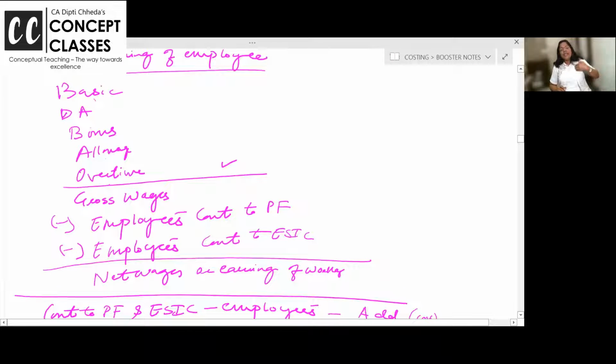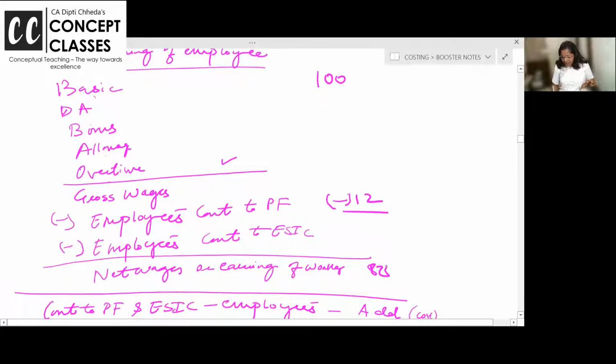Now, as I contributed to PF, the employee will also contribute, no? So suppose I paid 100 basic wages and the employee also contributed 12 rupees to the PF. ESIC is also there, but just to give the example. So how much is actually going in his pocket? 88 rupees. And how much is going in PF? 12 employee's plus 12 mine, 24.